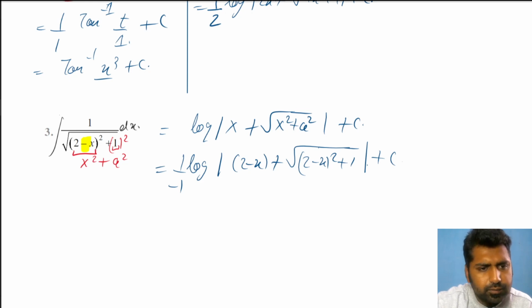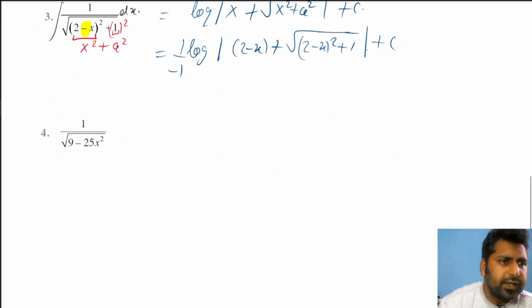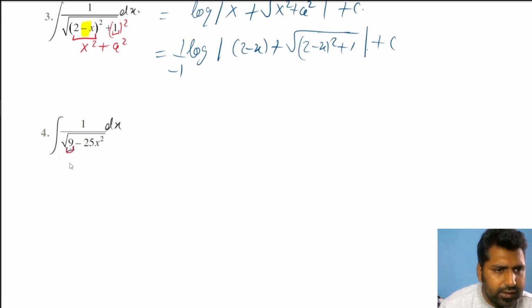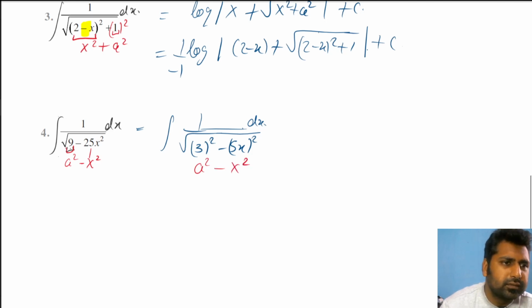Let's take the questions one by one now. Same idea again, let's get comfortable with the format. This time it is a square minus x square. So first of all, I think it's better if we rewrite this. Let's write down 1 upon square root of 3 square minus 5x whole square, dx.